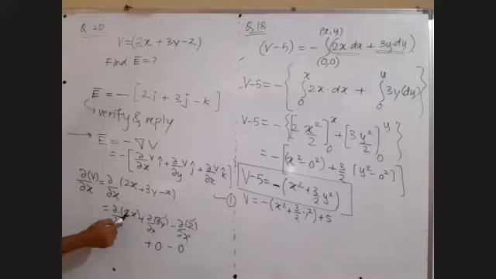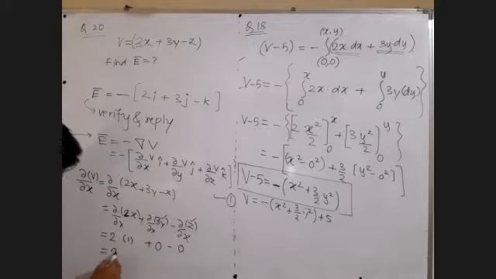Now when a constant is multiplied to a variable, in that situation the constant can be taken out of the derivative. Then what remains inside the derivative? Dou by dou x of x. The derivative of x with respect to x is 1. So here the answer will be simply 2.